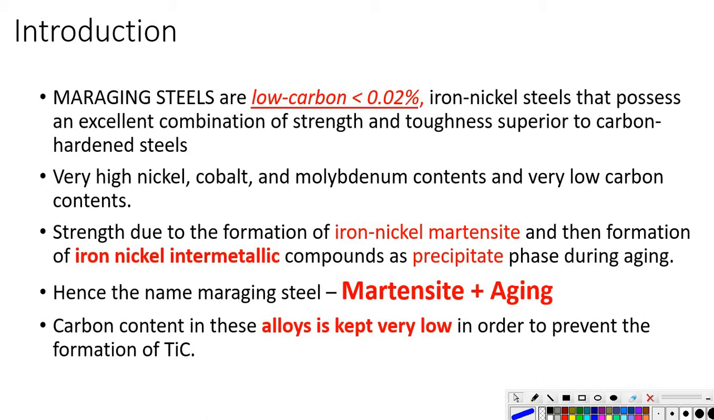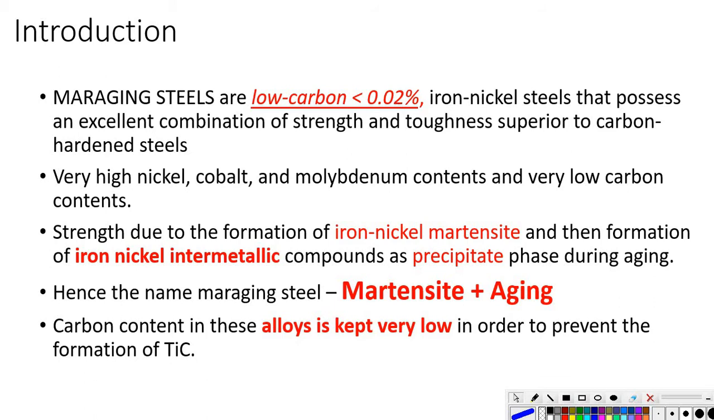For ordinary steel, there will be a higher percentage of carbon, up to 2%. But here in this Maraging steel, the percentage of carbon is very low, only less than 0.02%. So that is one of the important characteristics of Maraging steel.